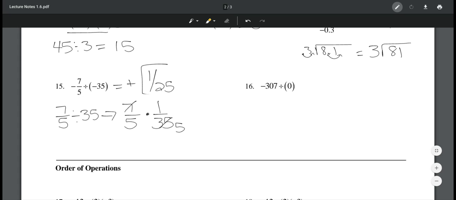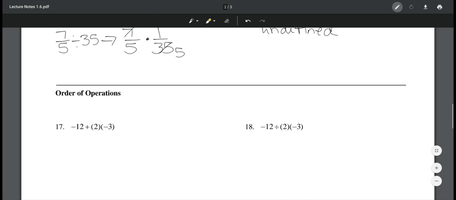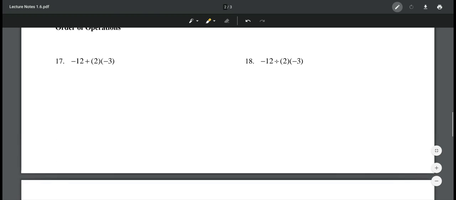Now, you do not have to put the plus sign in front of it. If you don't have a sign in front, it's automatically understood to be positive. I know you know that. As a teacher, I just have to say it. Now, I cannot divide by 0, so this is undefined. Number 16 is undefined. Now, order of operations, this is where it gets kind of tricky.